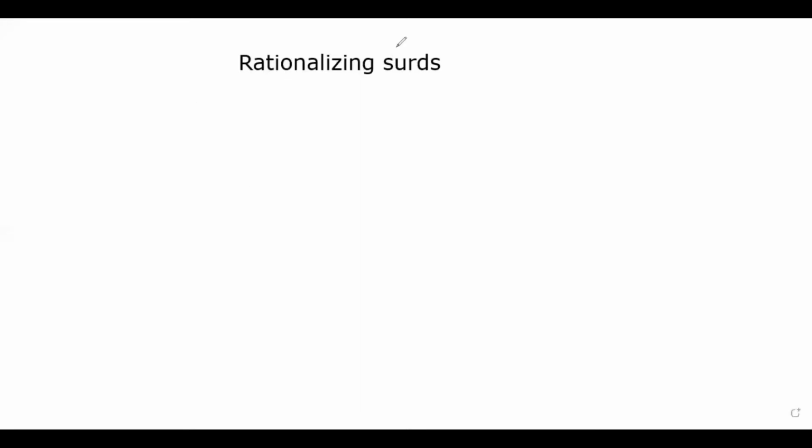So today we'll be doing what is called rationalizing the denominators of surds. So for example, let's say we have a monomial denominator. Monomial means 1 term. So for example, let's say we have 2 over root 3. So in the denominator, we have a surd.